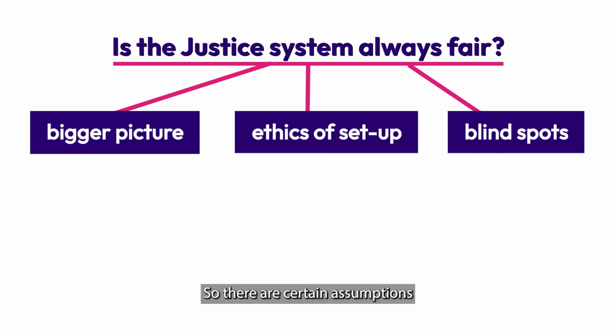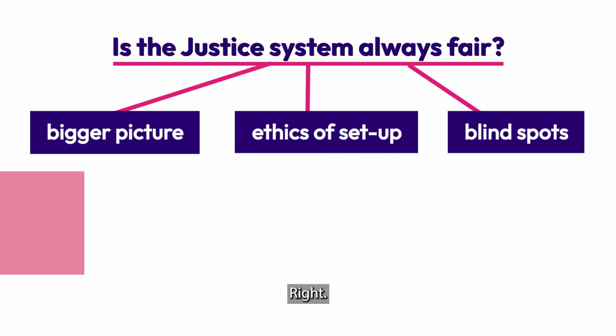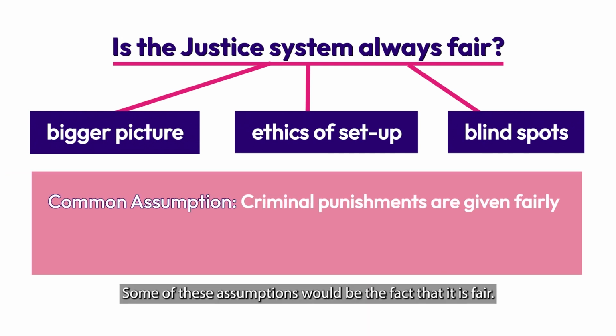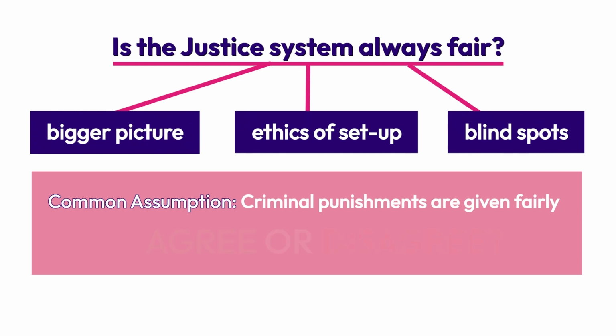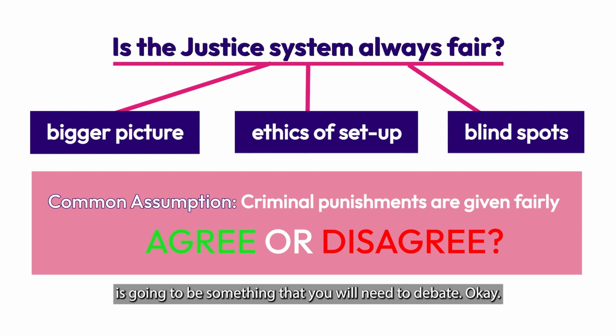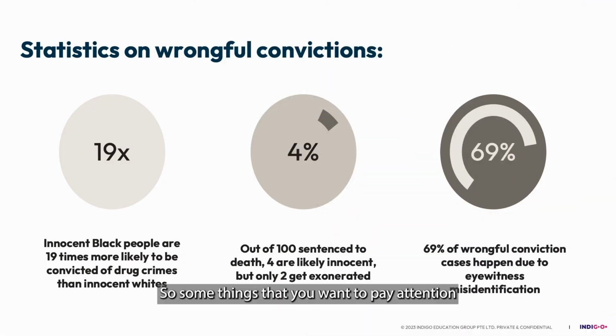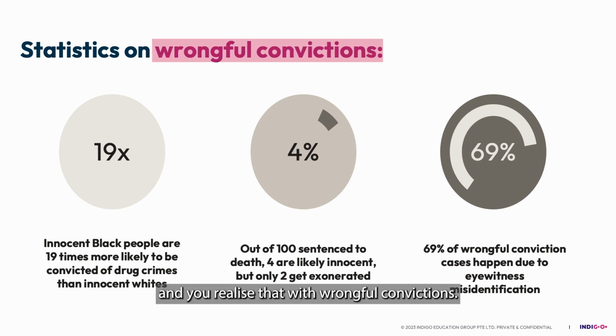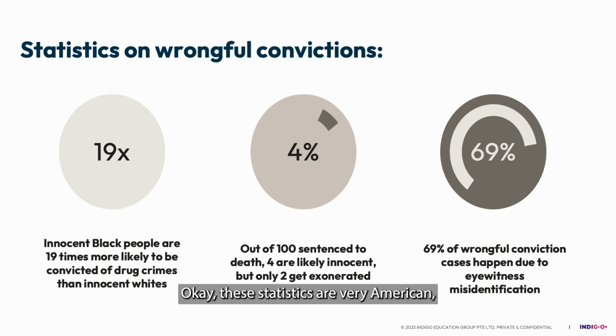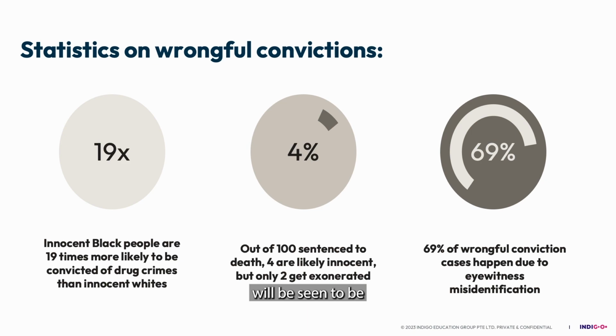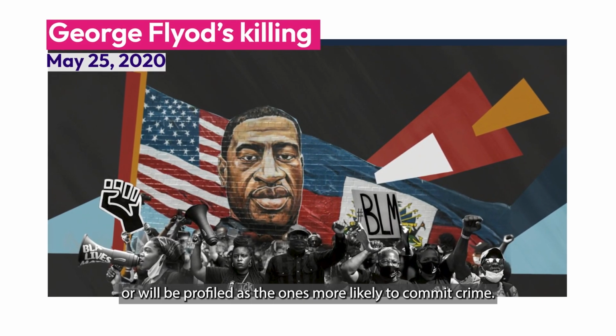So there are certain assumptions that we have of the criminal justice system. Some of these assumptions would be the fact that it is fair, it will punish fairly. Whether or not it does so is going to be something that you will need to debate. So some things that you want to pay attention to when you're discussing whether or not the justice system is fair. One, this idea of wrongful convictions. These statistics are very American, but you realize that with wrongful convictions, you are always thinking about how certain minorities often are seen as the usual suspects, and certain minorities will be profiled as the ones more likely to commit crime.